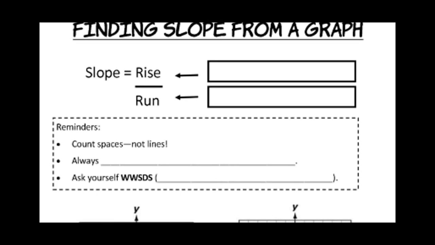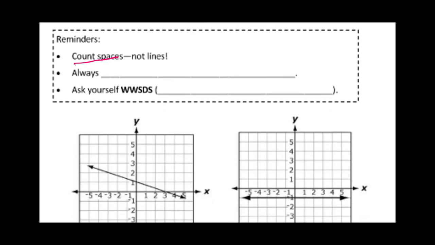Slope is the vertical side of your right triangle, vertical change to your horizontal change, and you'll hear the words rise over run. So if that helps you get the right things in the right place, make sure you're counting the spaces and not the lines. And you can ask yourself about what would slope dude say, okay?